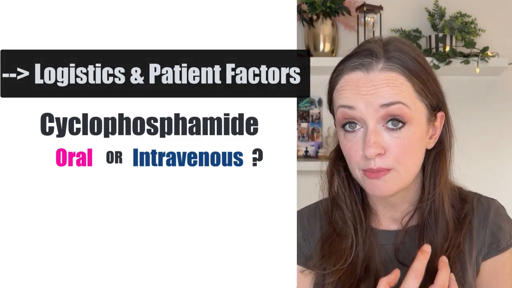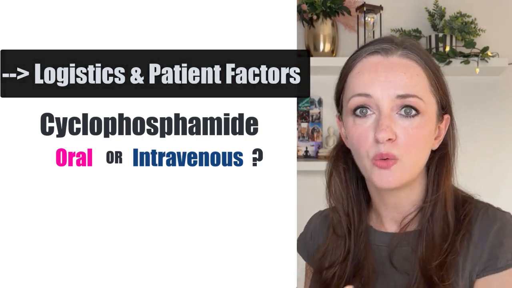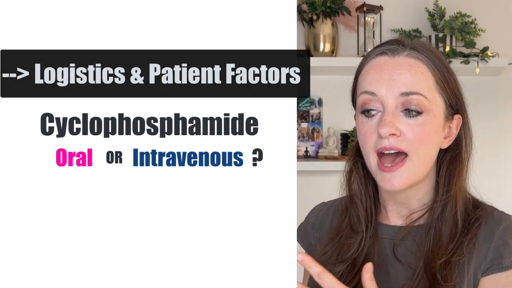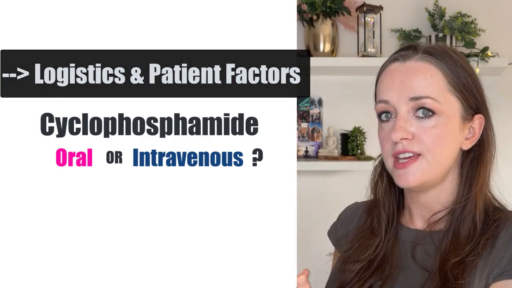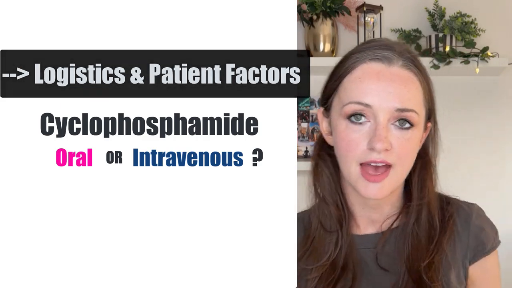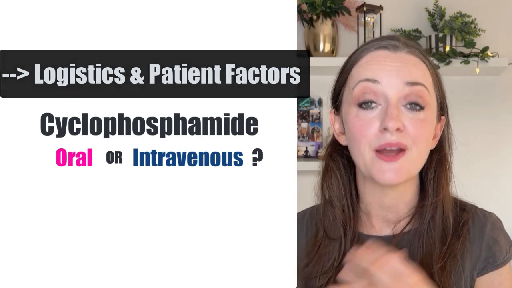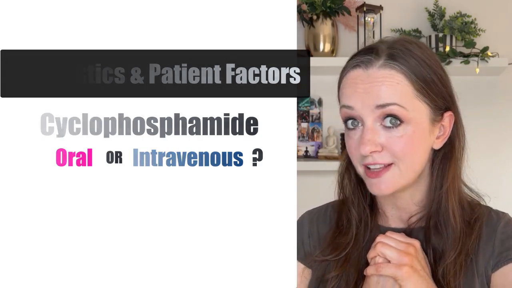Have they had cyclophosphamide before? If that's the case, you might want to go with IV because it's associated with a lower cumulative dose. And what about their white cells? IV, less risk of leukopenia than the oral. So logistics and patient factors really come in here, if you're going to use cyclophosphamide.